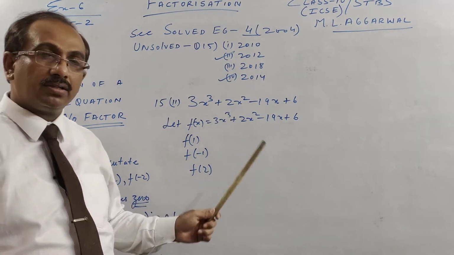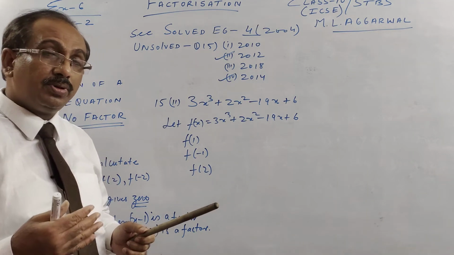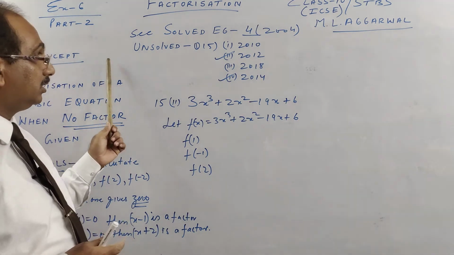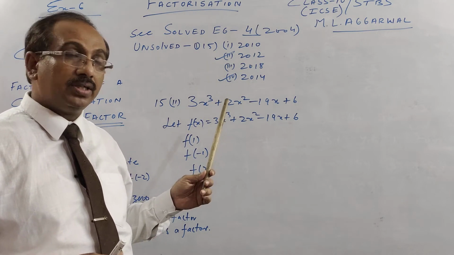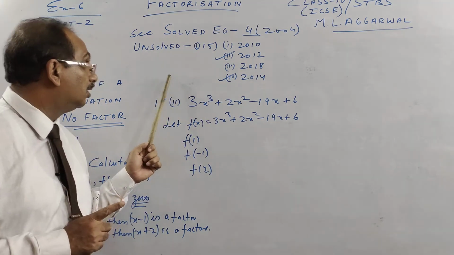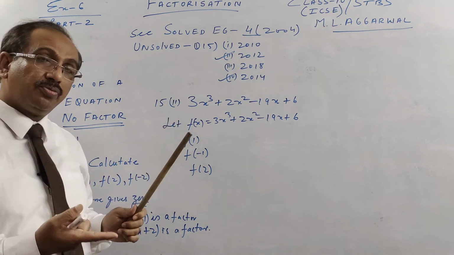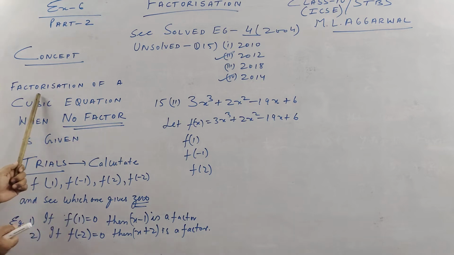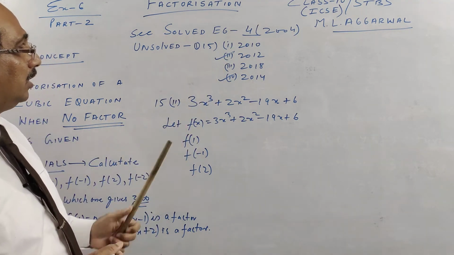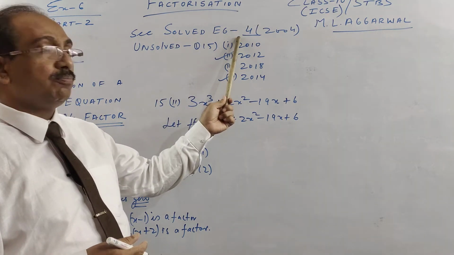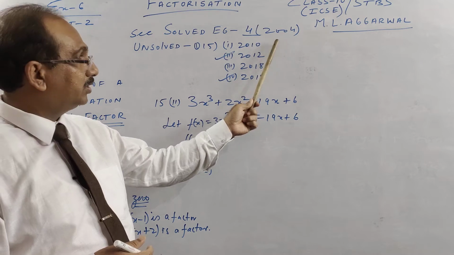We will get 3 factors, like you have seen in my part 1 video, but the difference between part 1 and part 2 is there. I also told you there are many ICSE questions where they give you one factor. So my part 1 had one factor, and you had to find the other 2 factors. But here, if you see this part 2 in ML Aggarwal, you will see one solved example is given, which is the 2004 question he has solved.